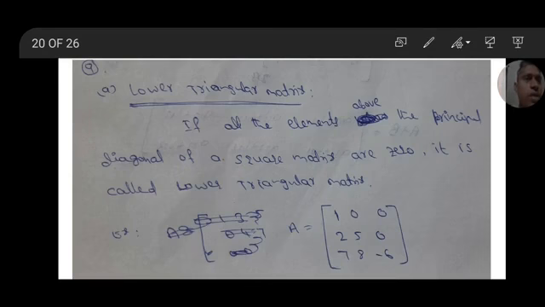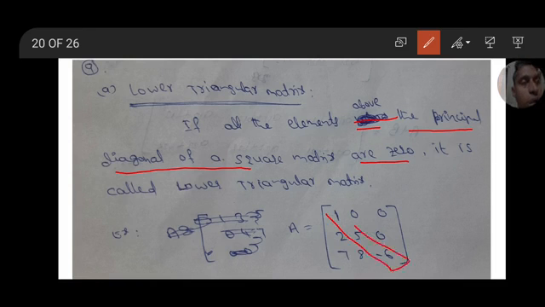If all the elements above the principal diagonal of a square matrix are 0, it is called a lower triangular matrix. If you take any square matrix, and the elements above the principal diagonal are all zeros, then it is called a lower triangular matrix. Okay, now 1 0 0, 2 5 0, 7 8 minus 6: above the principal diagonal the elements are zeros, so it is a lower triangular matrix.